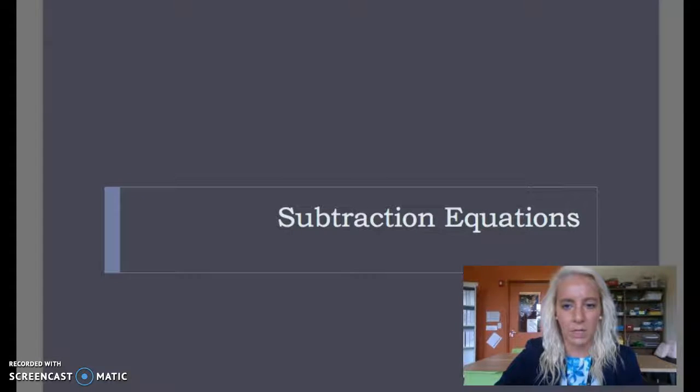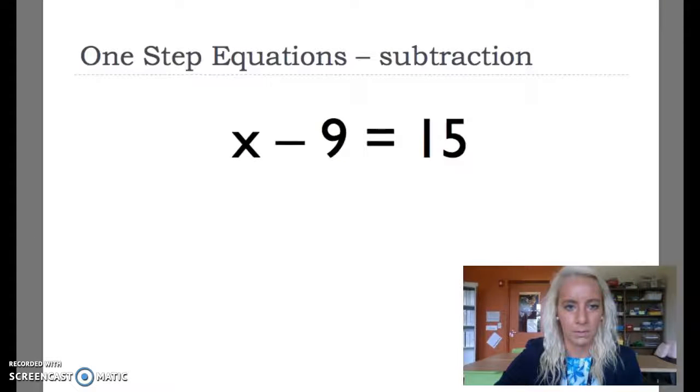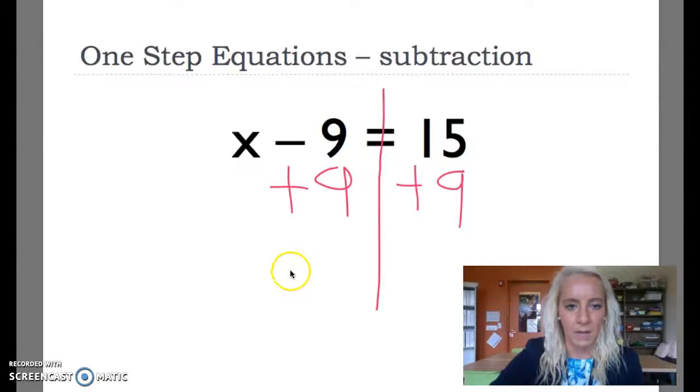Let's look at a subtraction equation. X minus 9 is equal to 15. I'm going to draw my line down the middle. The inverse operation of subtracting 9 is adding 9. So I'm going to add 9 to both sides of my equal sign. The 9's cancel, so I'm left with x is equal to 15 plus 9, which is 24.